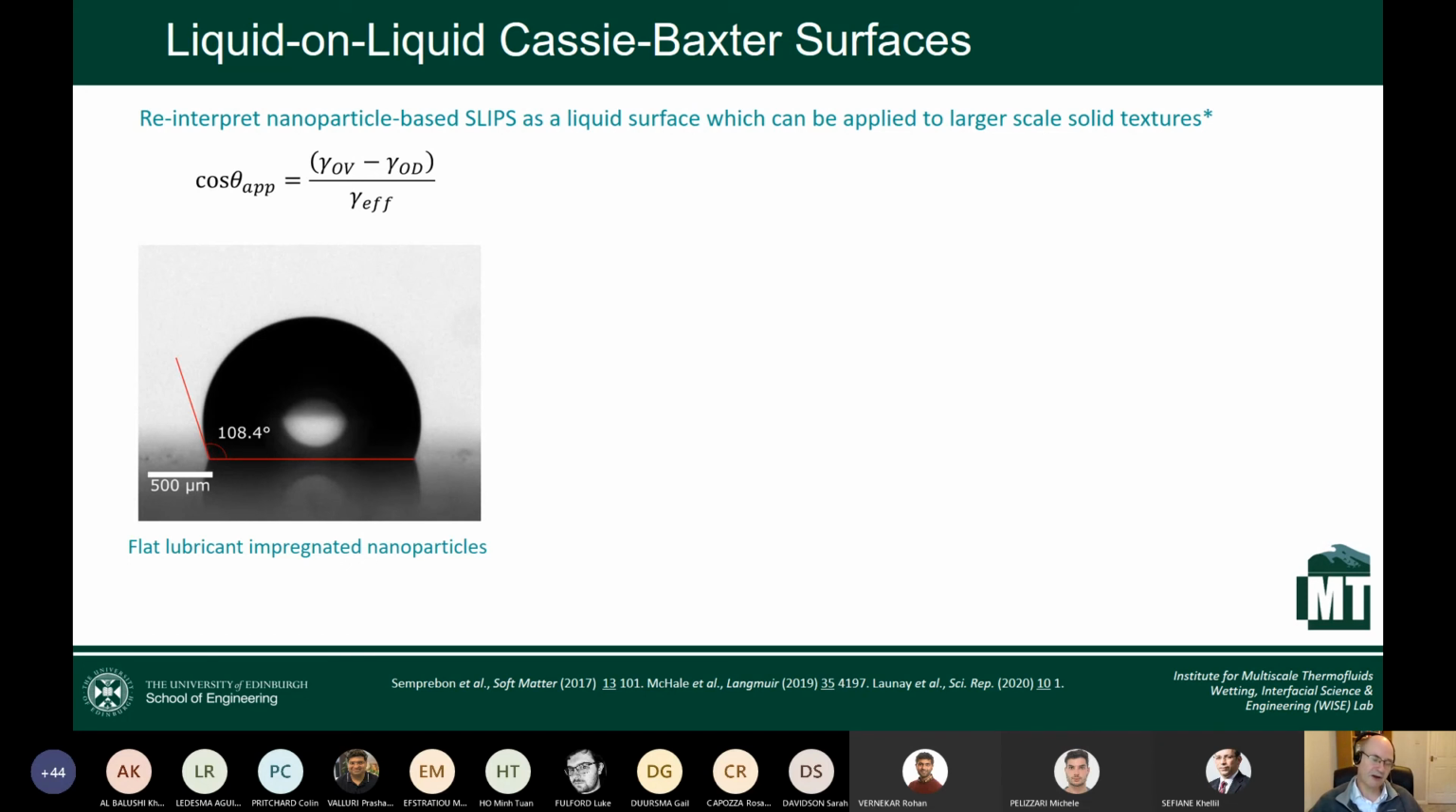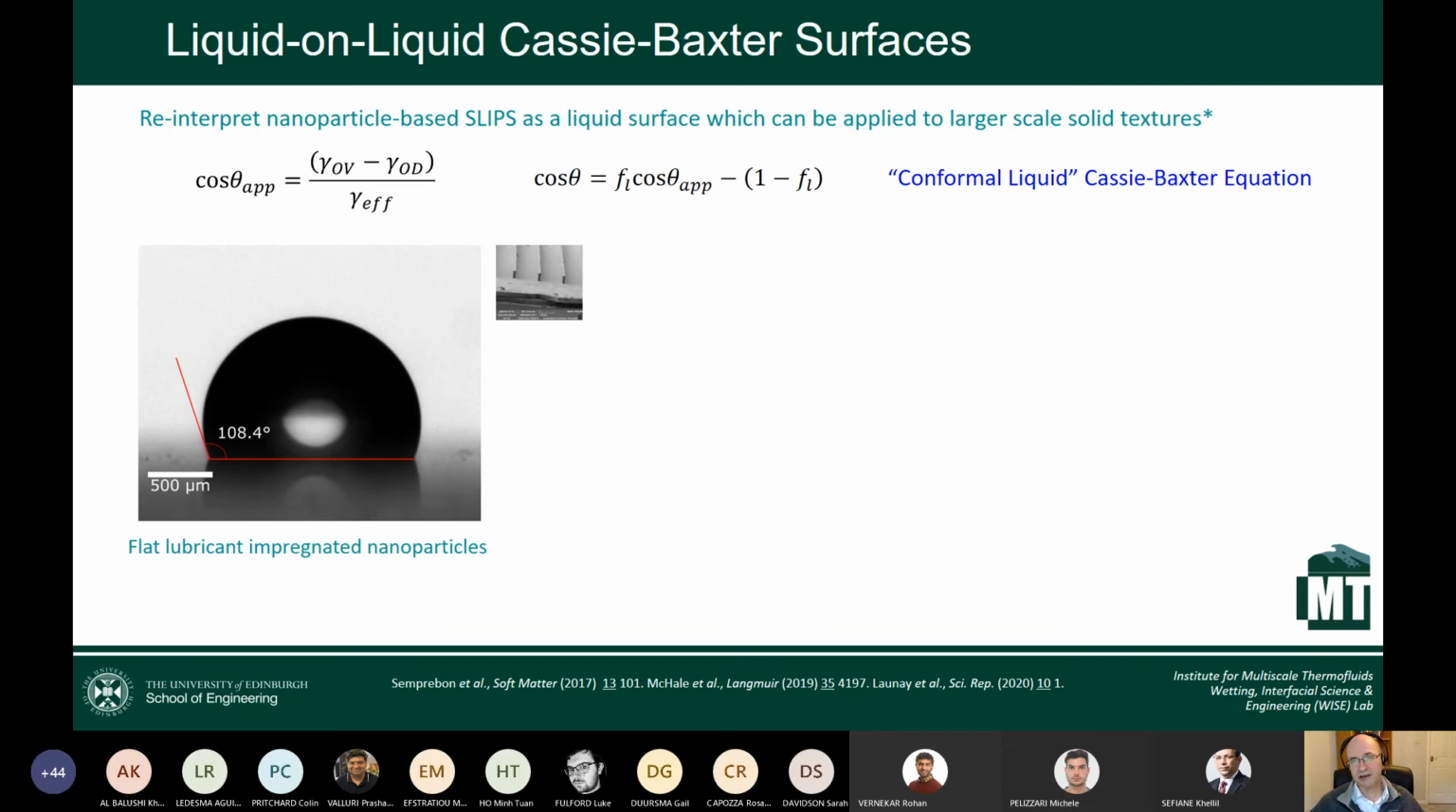In this particular experiment, the first figure is a droplet on a lubricant surface. So it's a nanoparticle surface, hydrophobic, that's been impregnated with lubricant. And the droplet sits there, looking sideways. We have an angle at the edge of about 108 degrees. We can accurately predict that.